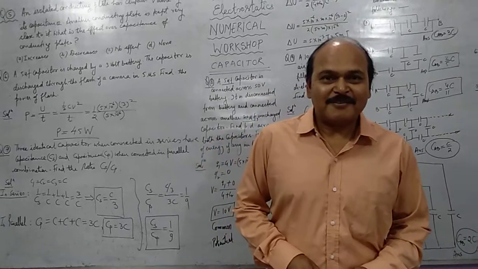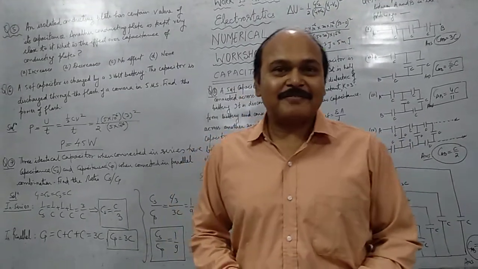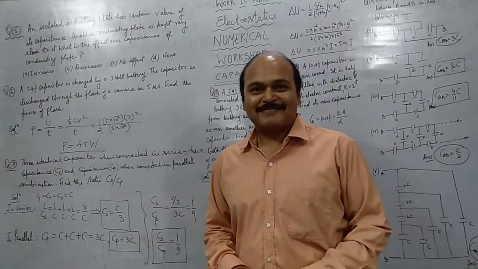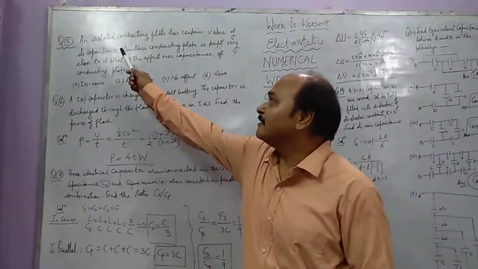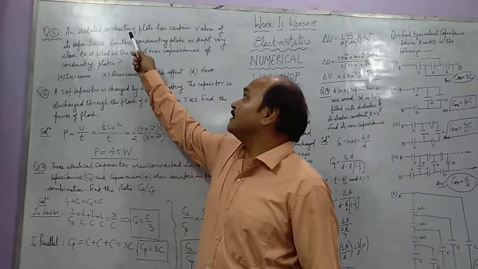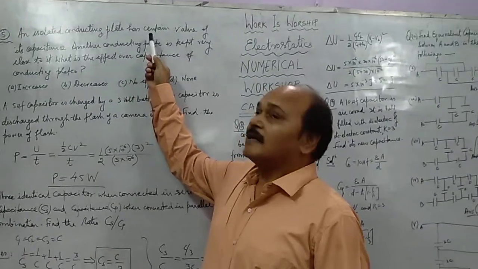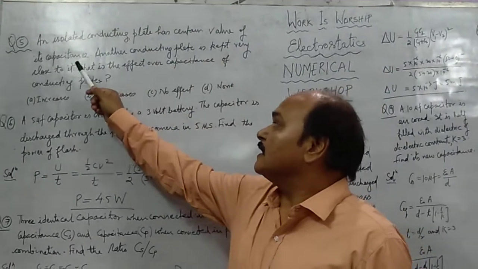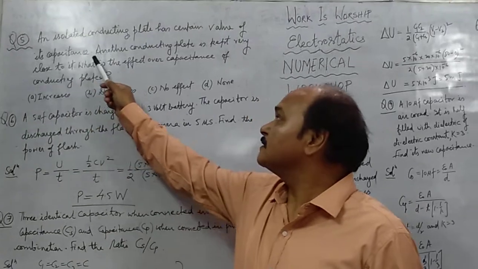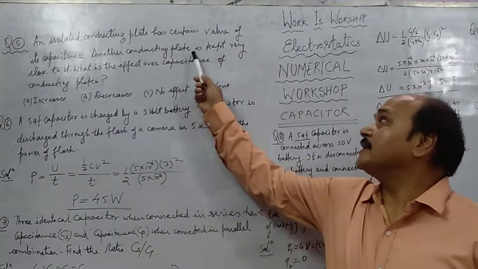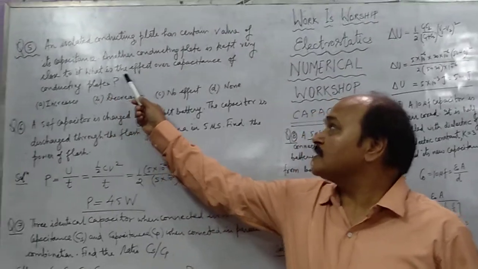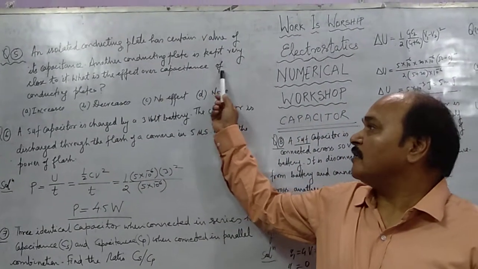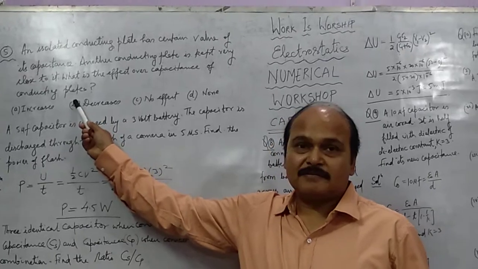Okay, children. So let's continue with the numericals of chapter capacitor. Well, question number 5. An isolated conducting plate has certain value of its capacitance. Another conducting plate is kept very close to it. What is the effect over capacitance of conducting plates?